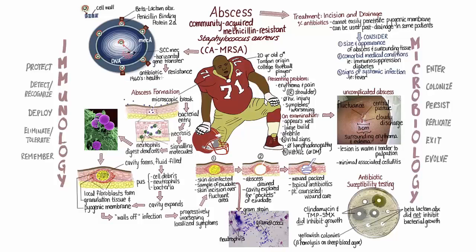MRSA first emerged in healthcare settings in the 1960s, almost immediately after the development of methicillin and related antibiotics. But in the 1980s, MRSA also began appearing in young, otherwise healthy patients like Kaho, who had no recent exposure to healthcare settings. This new community-acquired MRSA strain was especially virulent because it had gained the ability to produce a cytotoxin, which forms pores in the membrane of infected cells, causing widespread necrosis.